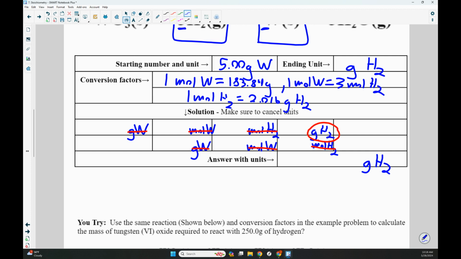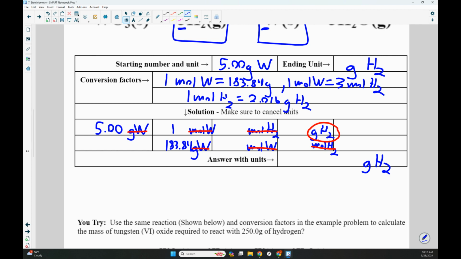So now we just have to plug our numbers in. So how many grams of tungsten from the problem? We've got 5.00 grams of tungsten. And then the molar mass of tungsten is 183.84 grams, and that's equal to 1 mole.